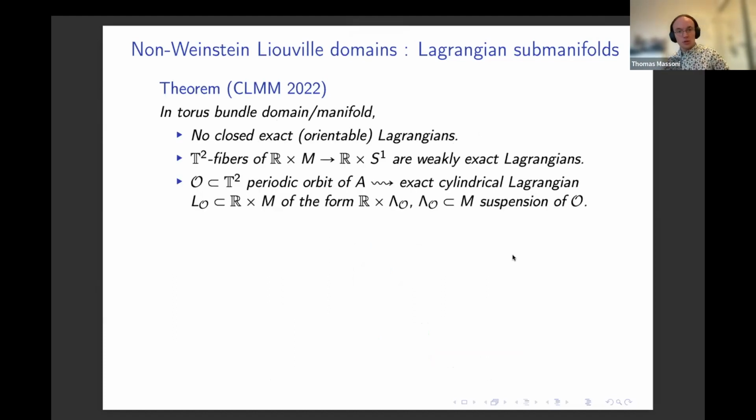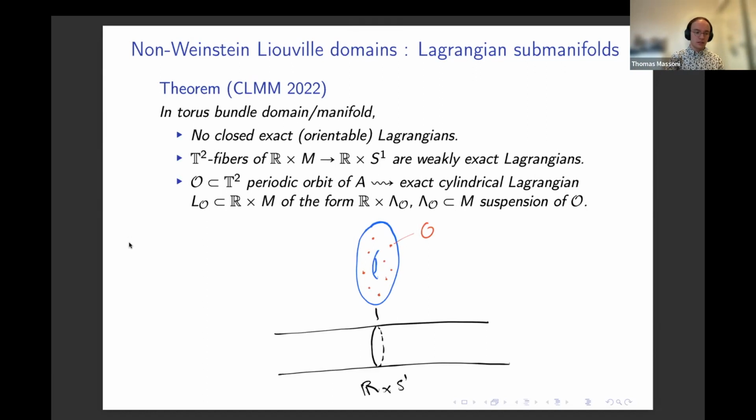And in the torus bundle domain or manifold, the situation is a bit different because there are no closed exact orientable Lagrangians. But the T2 fibers are weakly exact Lagrangians. And moreover, if you take any periodic orbit of this matrix A, seen as a diffeomorphism of the torus, you can take the suspension of this finite set of points, that will give you a knot in M, the torus bundle, and then you can cross it with R and obtain an exact Lagrangian cylinder. So that's another depiction.